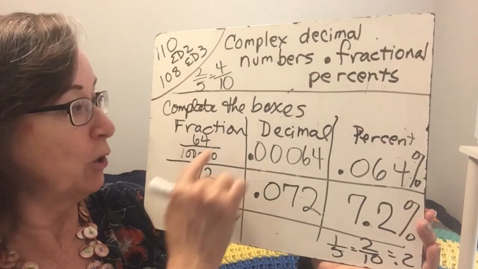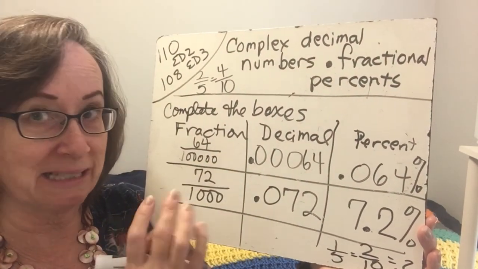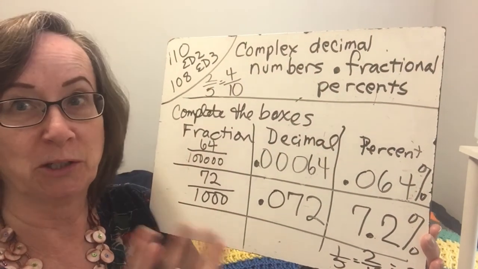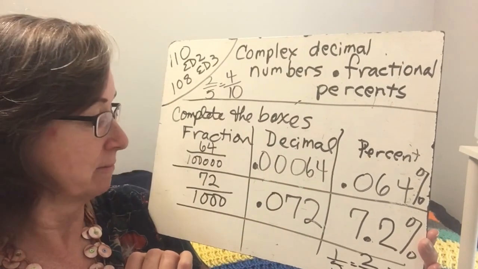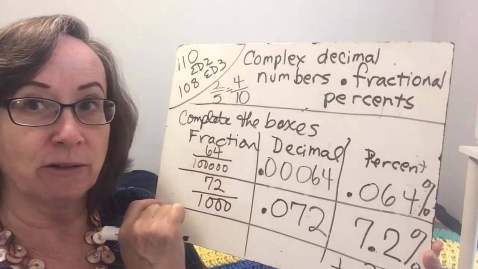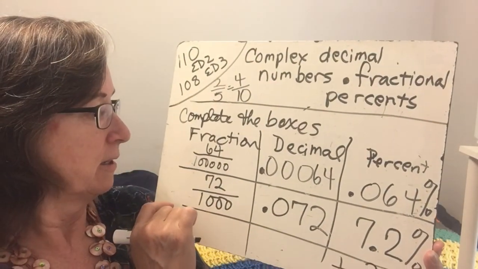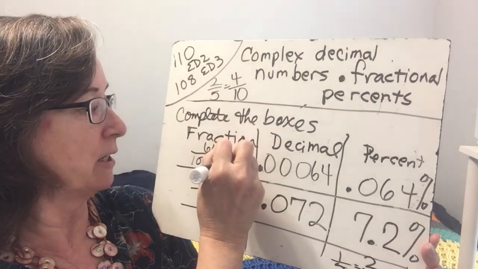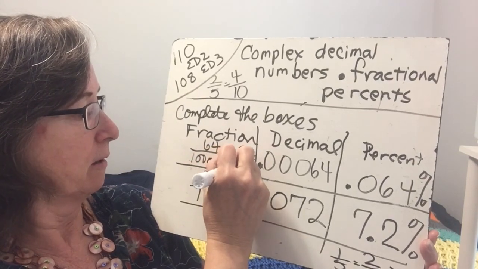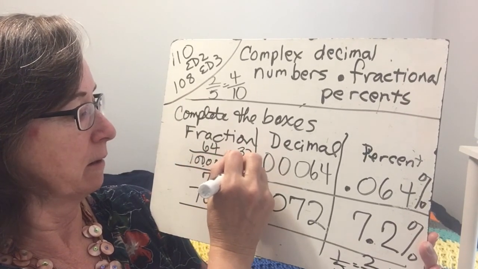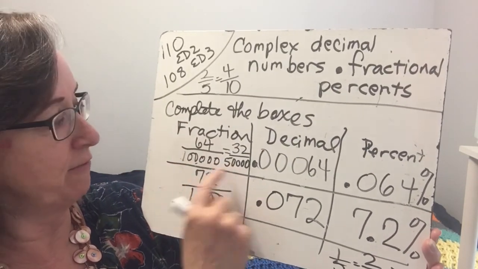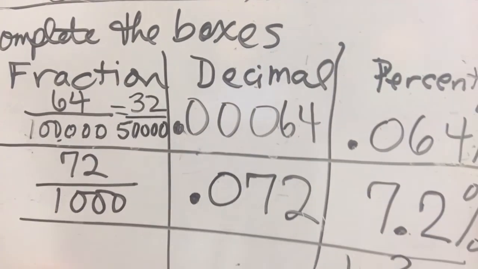So, could both of these fractions be simplified? We've got them in a fractional form, but should we simplify a fraction? We should, shouldn't we? Okay, so 64 divides by 2, and so does 100,000. So that would be 32, and that would be 5. 1, 2, 3, 4. Okay, so 100,000 cuts in half to 50,000. I don't know if you can see that.